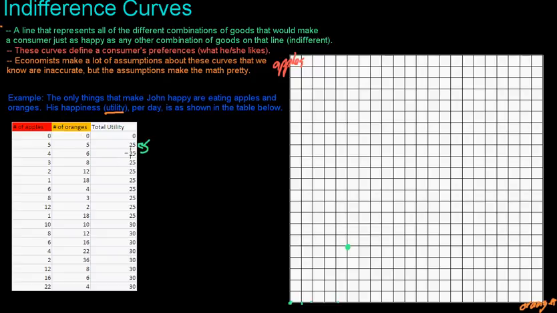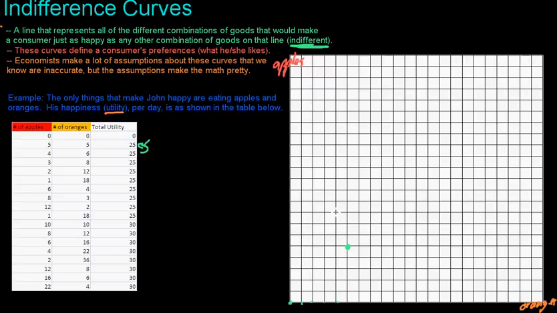So this is going to be a point on the exact same indifference curve because he is just as happy. So that's the point right here about the indifference of an indifference curve. That's why we call them this, is that they are the combinations of goods that would make you just as happy as a different combination on that line.